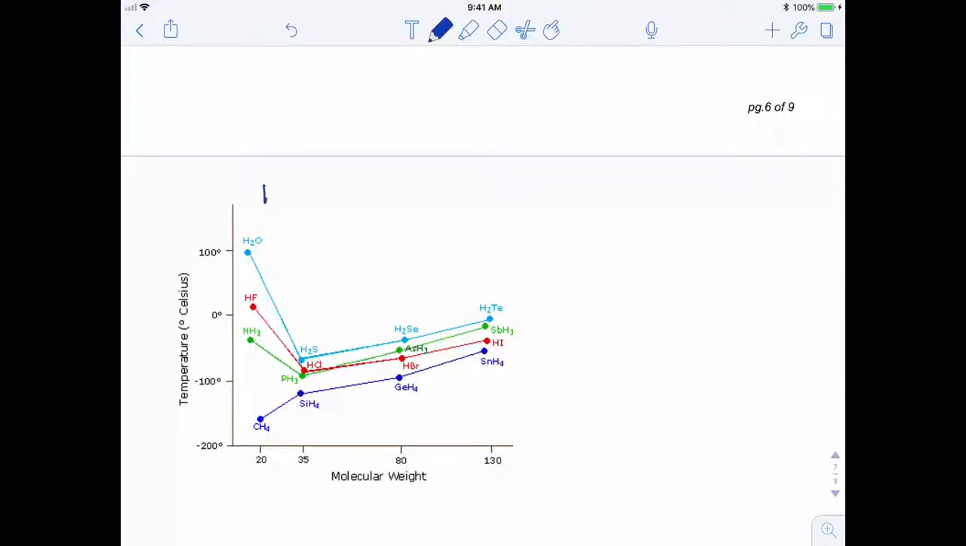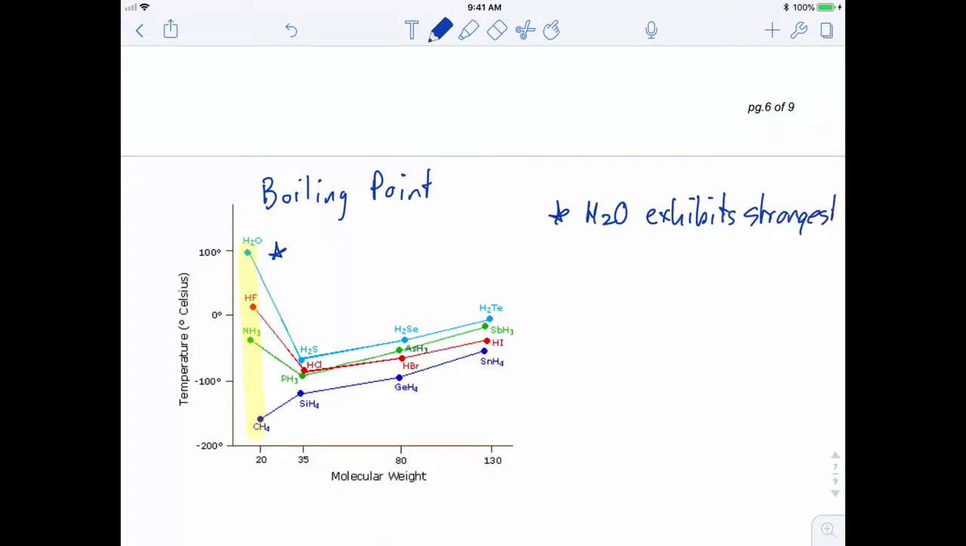In this video, we're going to discuss physical properties: boiling point, vapor pressure, and solubility. This is a classic graph for boiling point, and the compounds I just highlighted, water, hydrogen fluoride, ammonia, and methane, are a classic way of explaining how the strength of intermolecular forces changes boiling point, in this case increasing from bottom to top.